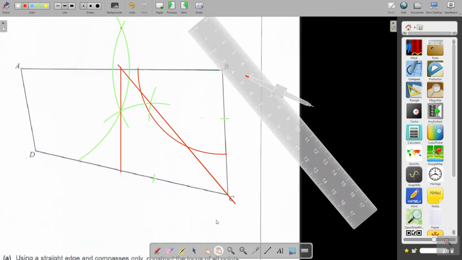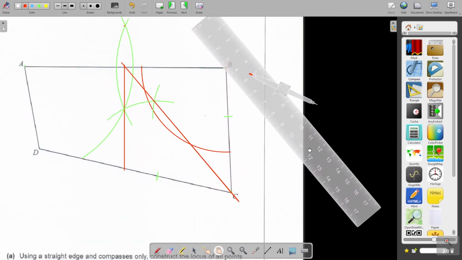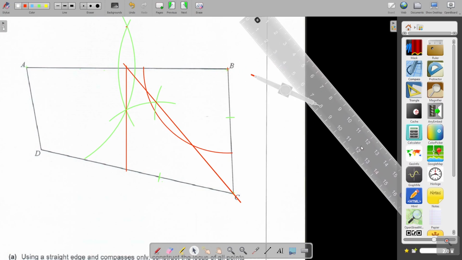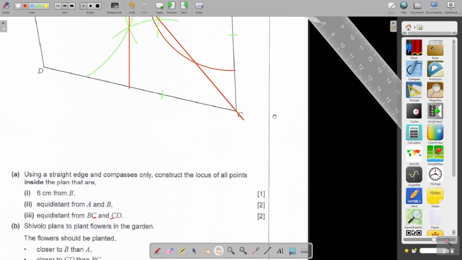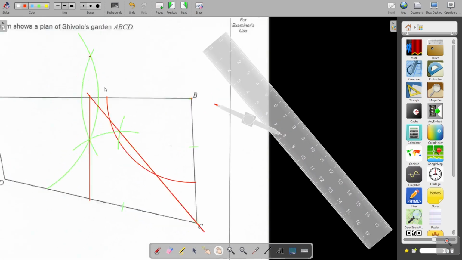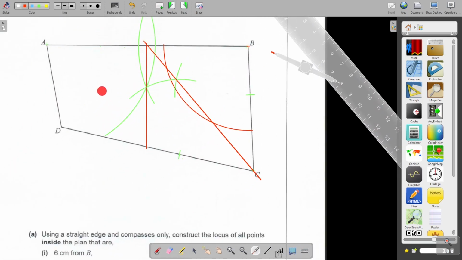Can you see? I want to just get my pen there again. Okay, so closer to B than to A. So they are referring to this area. Do you see? I don't want to color it in, but closer to B. So it's that whole. It's not that side, this side. Okay, let's go on. Closer to CD than to BC. So they are referring to, oh, sorry, this side. Do you see?